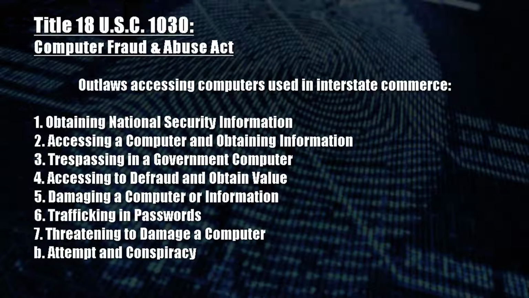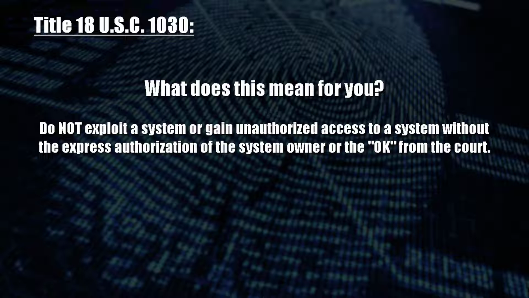So now let's talk about Title 18 U.S. Code 1030, or the Computer Fraud and Abuse Act. It basically outlaws accessing computers used in interstate commerce. So if you access any government system, a financial system, anyone that does healthcare or has health information, or does interstate commerce, you've then violated federal law. This also covers trafficking in passwords, or even threatening to damage a computer. So what does this mean for you? Well, don't exploit a system or gain unauthorized access to a system without the express authorization of the system owner or the OK from the court, or else you're just as bad or even worse than the suspect.